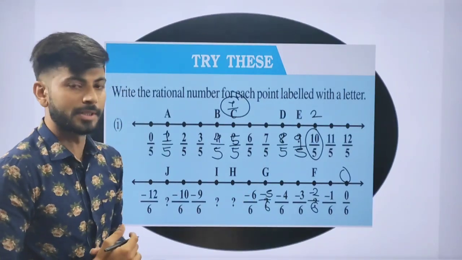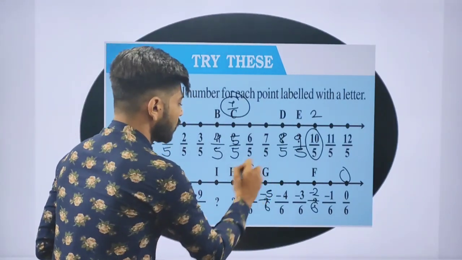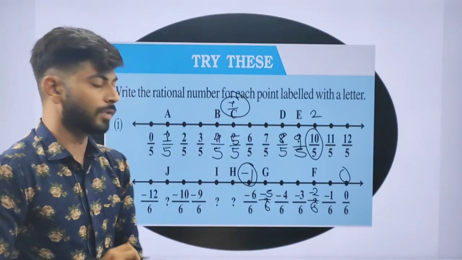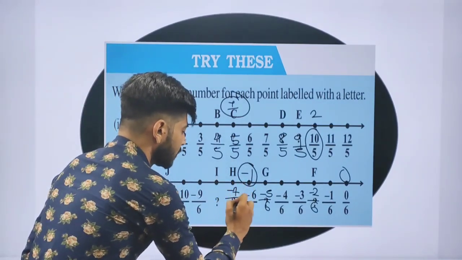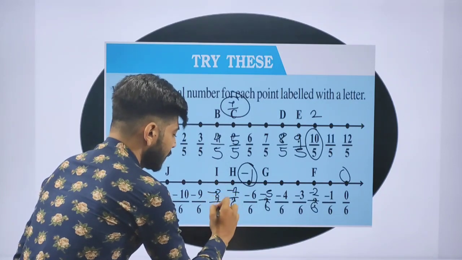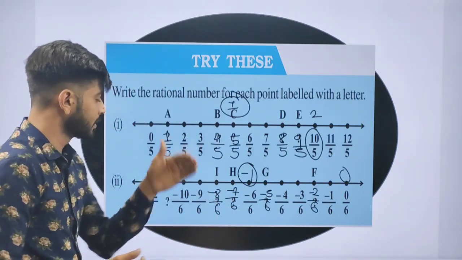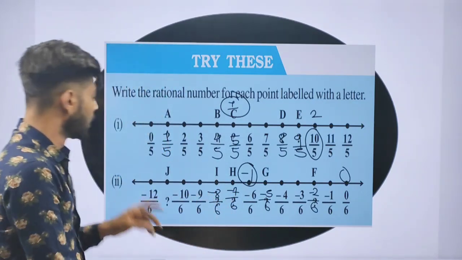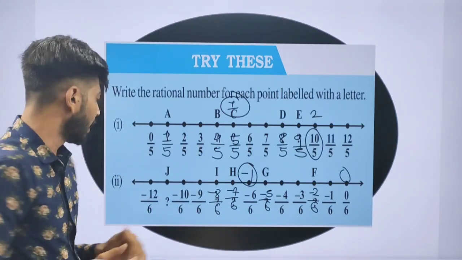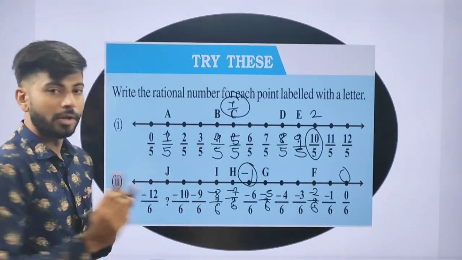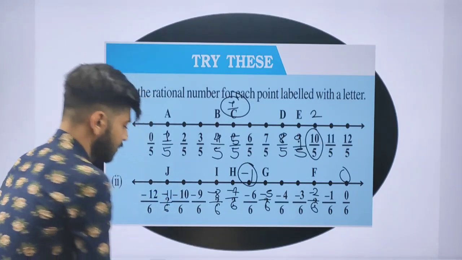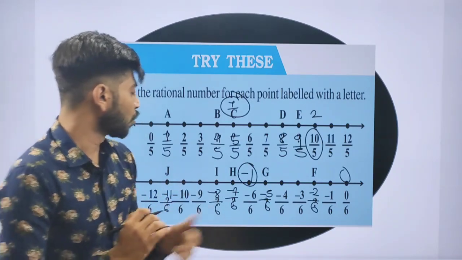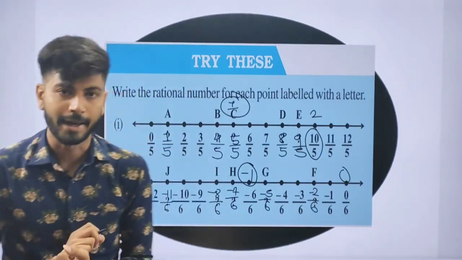Then minus 6 upon 6, you can write here minus 1. Okay, minus 6 upon 6 will be minus 1. Then minus 7 upon 6, minus 8 upon 6, minus 9 upon 6 is given, minus 10 upon 6 is given, and then for j we will write minus 11 upon 6. Okay, so minus 11 upon 6. It is very easy to show the rational number on number line.